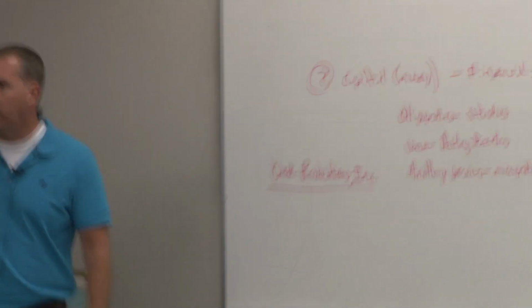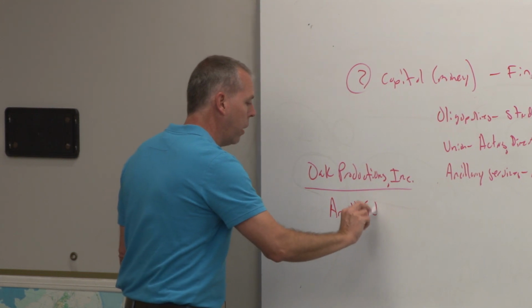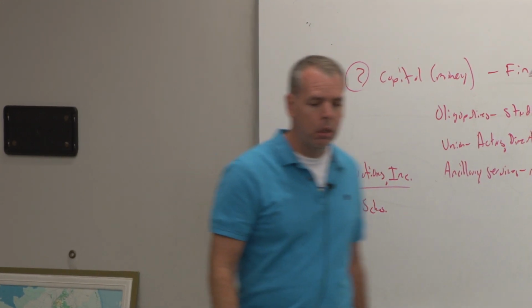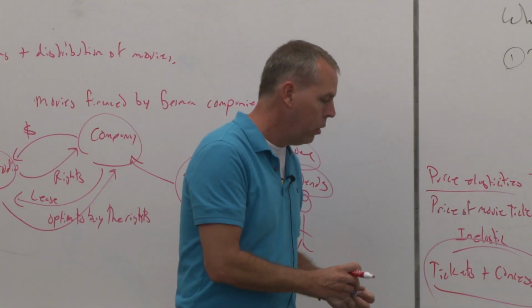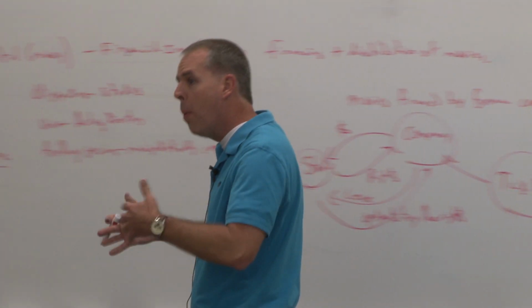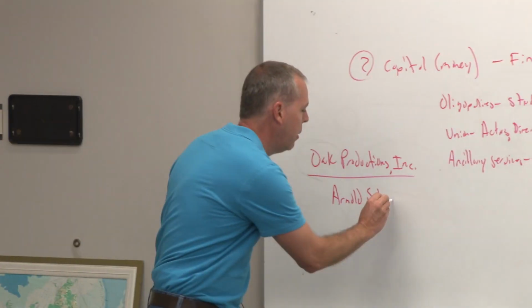Oak Productions Incorporated. This is a company. Who do you think owns this company? You can actually look it up on Google. This company is owned by a guy by the name of Arnold Schwarzenegger. And when you hire Arnold Schwarzenegger to do a film, you don't pay Arnold Schwarzenegger. I'm not even going to try to pronounce the S-A-S-C-H-W. Blah, blah, blah. There. I wrote it out.